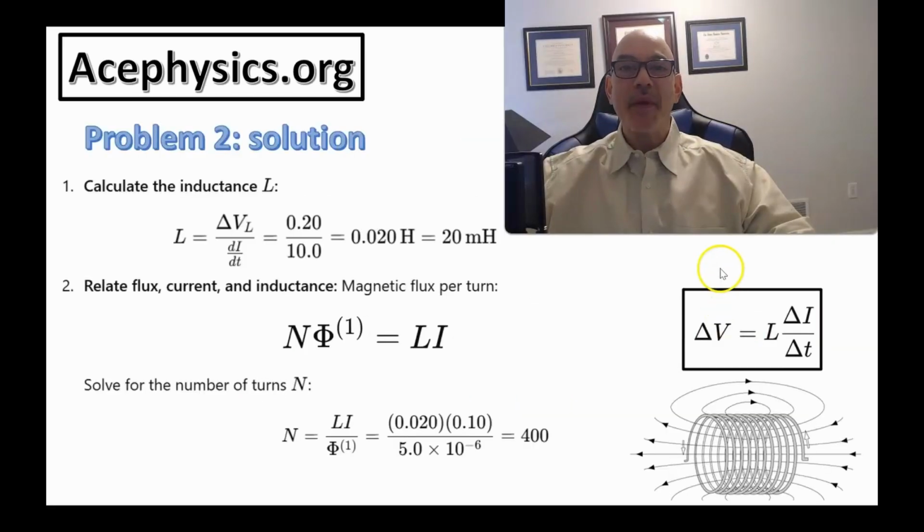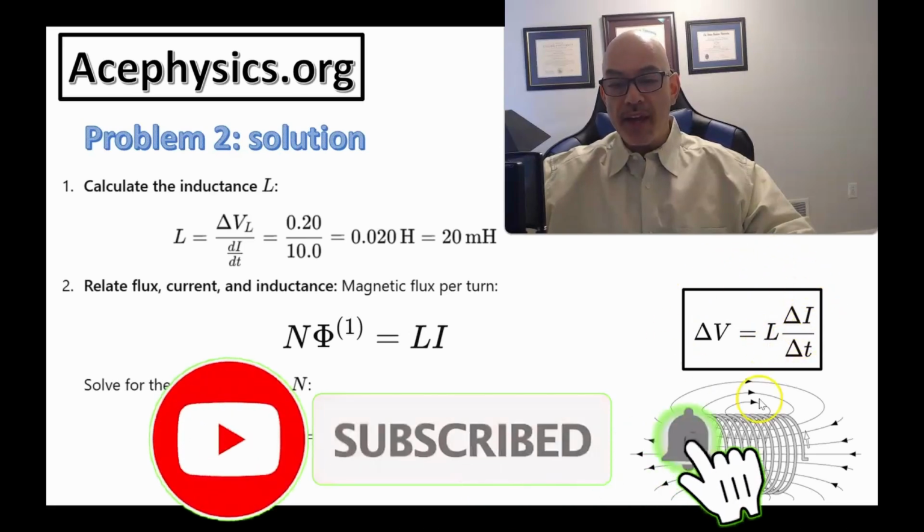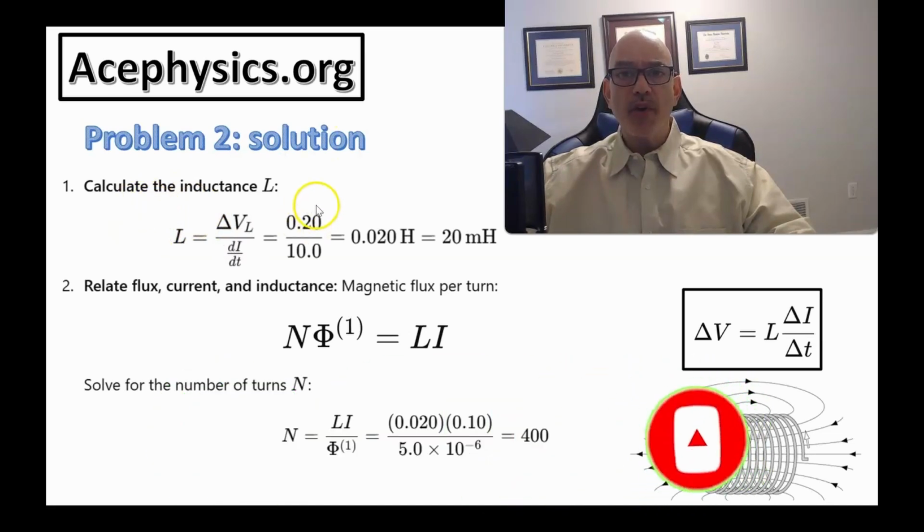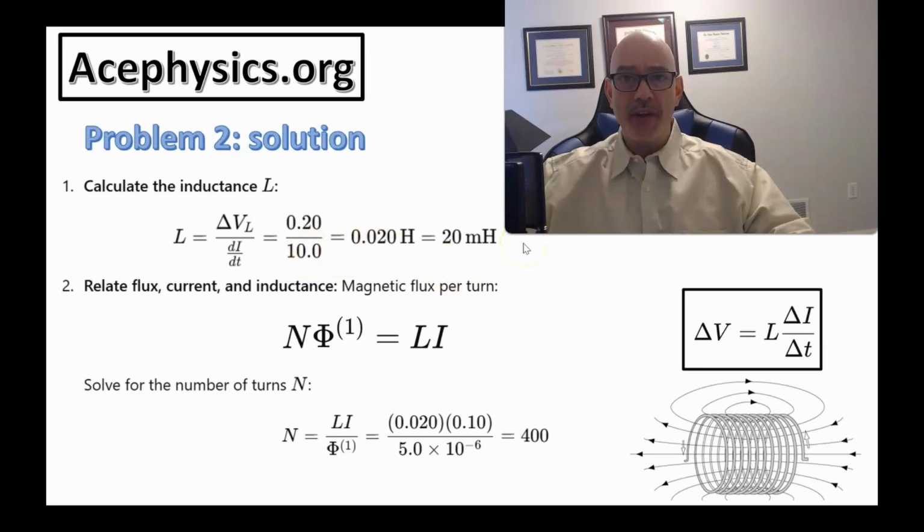Faraday's law tells us that the magnitude of the voltage across an inductor is equal to L di/dt. We can take this equation and solve for L, the inductance of this inductor. When there's 0.2 volts across the inductor, the current is changing at a rate of 10 amps per second, and that tells us that this is a 20 millihenry inductor.